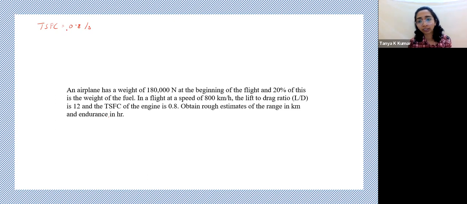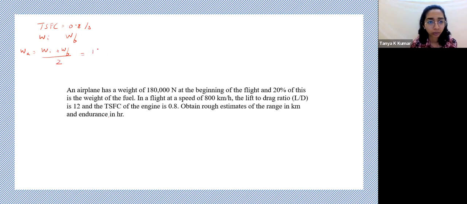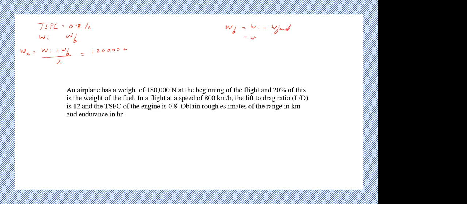Now let's try to find out the rough estimates of range and endurance. When they say rough estimates, you go with average. Over the course of the flight, you have initial weight and final weight. So the average weight will be initial weight plus final weight by 2. Initial weight is 180,000 plus, what is the final weight? It's the initial weight minus the fuel's weight. So weight final is weight initial minus weight of fuel.